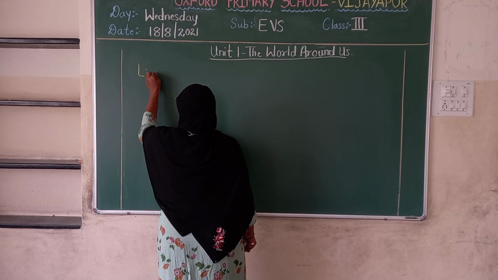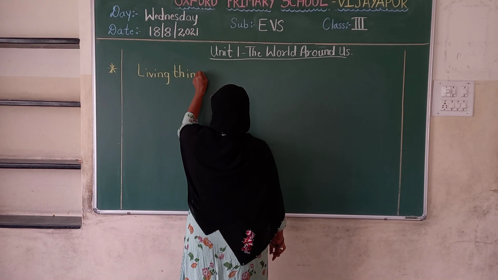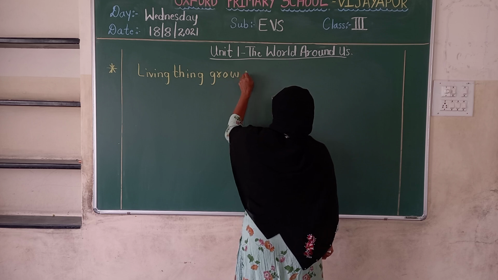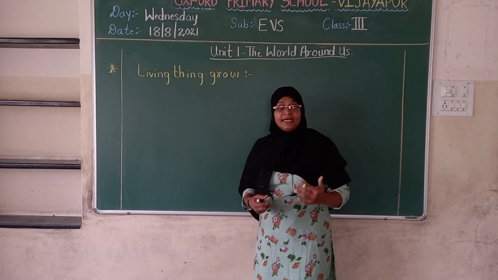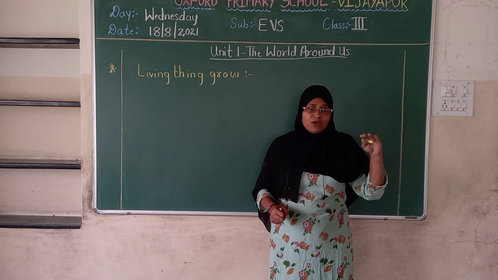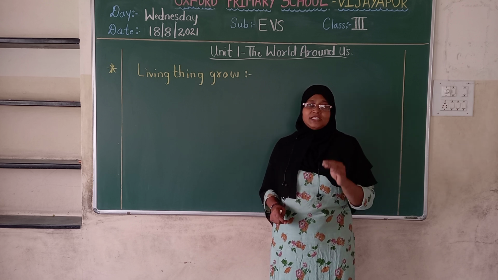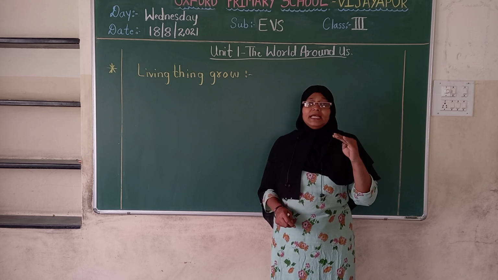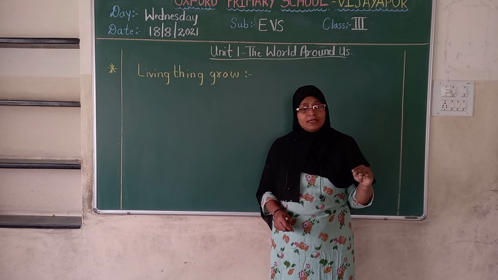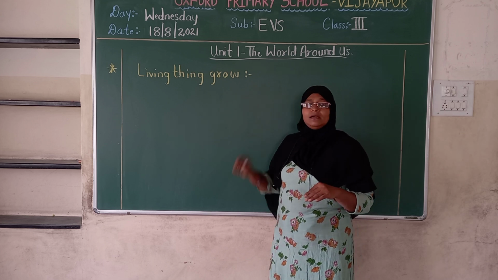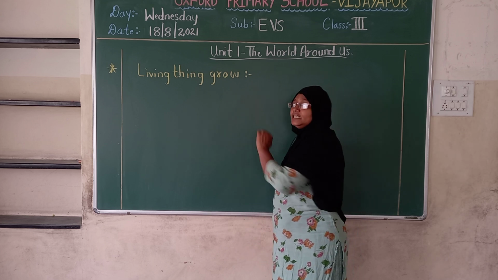Living things grow. So in the activity you see that after a few days, how the living things grow, the plant grows. We are also living things. We also grow. So children, last year you were in standard first, then you came to second. Now you are in third class. Okay children, now we will complete living things grow.